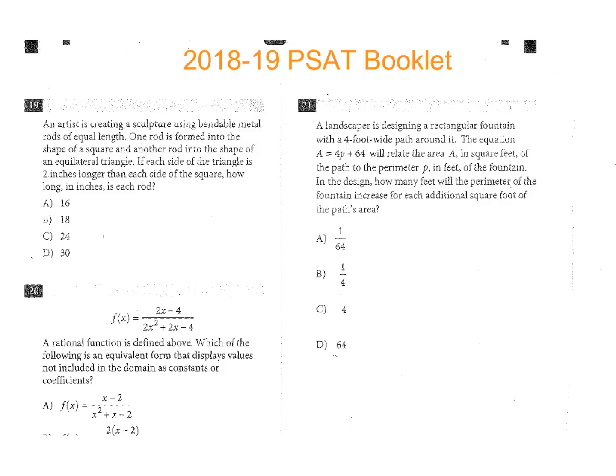Let's do number 21. A landscaper is designing a rectangular fountain with a 4-foot wide path around it. The equation A equals 4P plus 64 will relate the area A to the perimeter P. Here is the question. How many feet will the perimeter of the fountain increase for each additional square foot of path area? This one tests on the slope, basically.